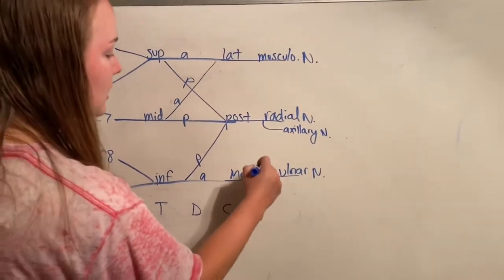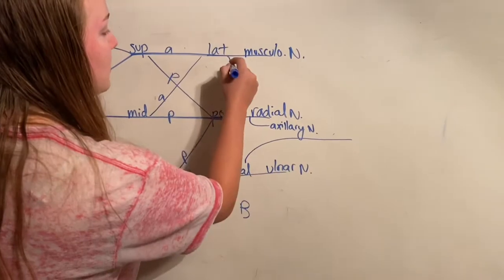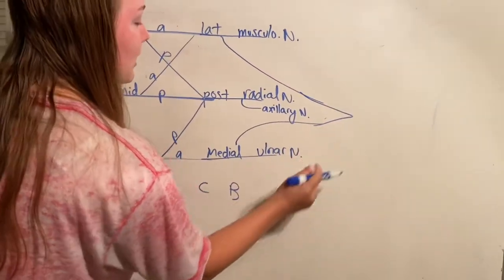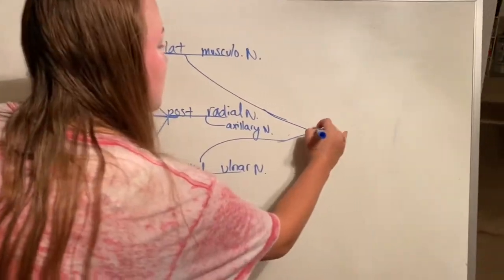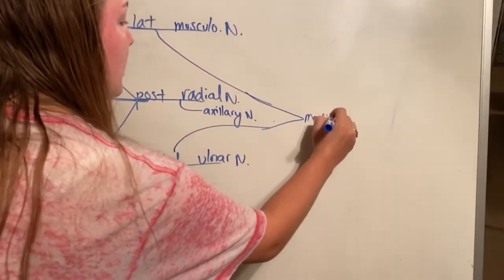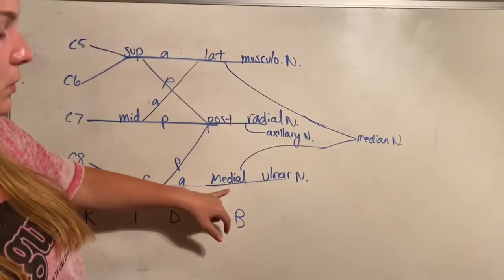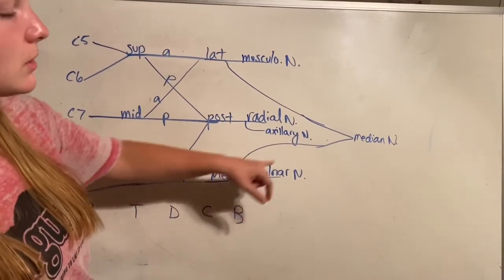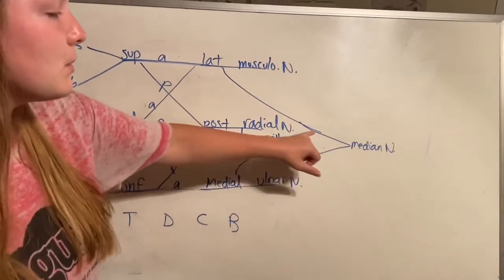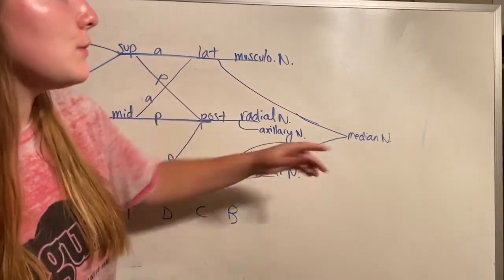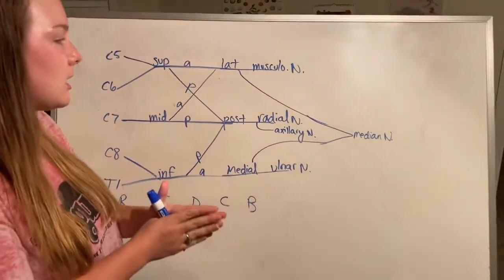And then our last thing, very commonly forgotten, is going to be your median nerve. Okay, and so our median nerve, which means it's directly in the midline, has two contributions. It has a medial chord contribution or a medial root contribution, and then a lateral chord or lateral root contribution to form that large median nerve down the midline of your arm.